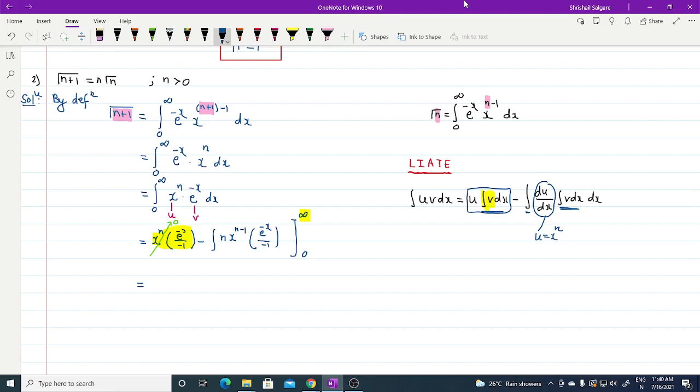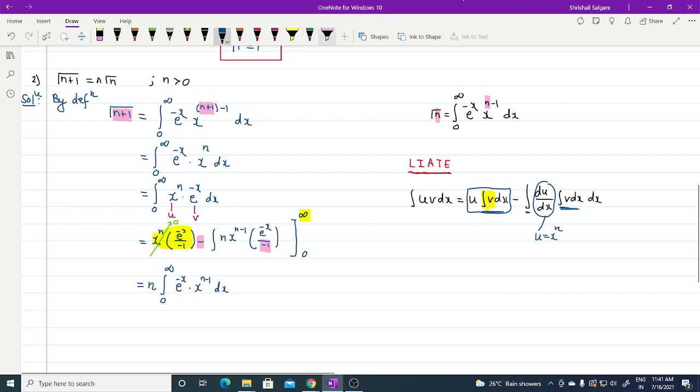Now here I am having a minus sign. So here I am having a minus sign. Again here I am having a minus sign. So the term becomes positive, and from that I will take n outside. Now the remaining integral I will write: integral 0 to infinity e raised to minus x. Once again I will rearrange the term into x raised to n minus 1 dx.